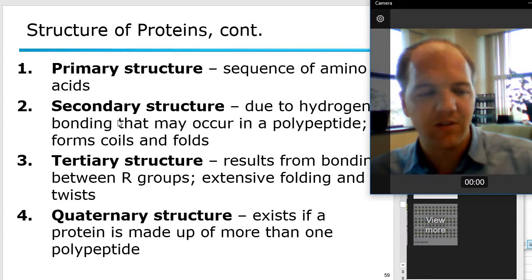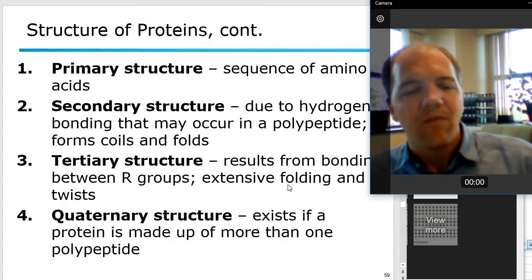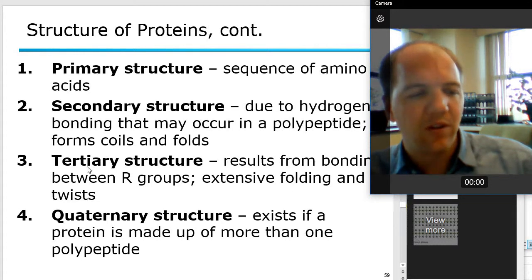We have secondary structure. Let me show you. So secondary structure, so we have all these amino acids hooked together in our primary structure. They will then start to interact with each other with hydrogen bonds, causing what we call secondary structure. Alpha helix, which is this loop-de-loop, or a beta-pleated sheet. So those are two types of secondary structure. We can then further fold it up into what's called tertiary. So tertiary means third. Tertiary structure.